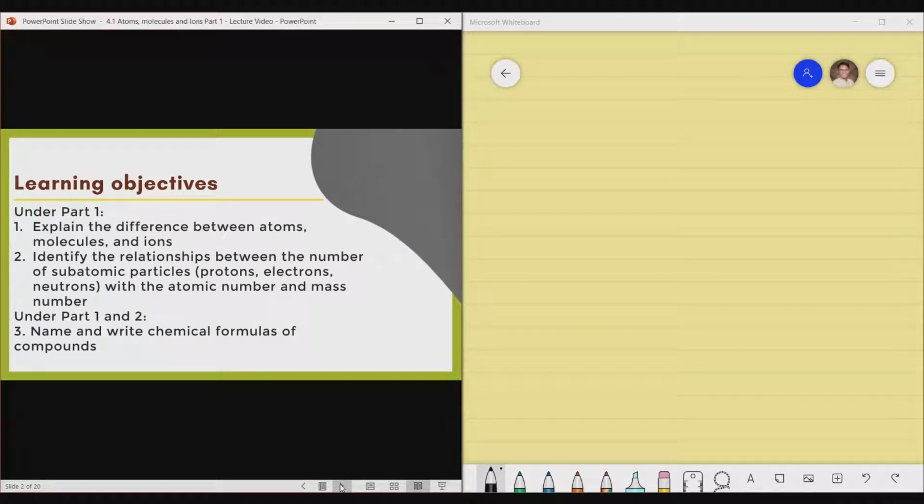Under part 1, we need to explain the difference between atoms, molecules, and ions. Second is identify the relationships between the number of subatomic particles, which are your protons, electrons, and neutrons, with atomic number and mass number. And then for part 2, and even for this part, we'll be naming and writing chemical formulas of compounds.